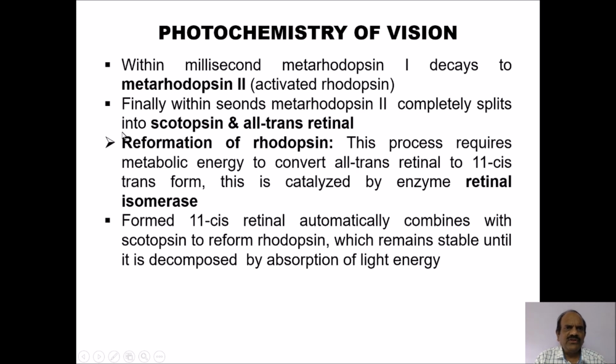Now, how is rhodopsin formed? In what way does the reformation of rhodopsin take place? This process requires metabolic energy to convert all-trans retinal, catalyzed by the enzyme retinal isomerase. Now this formed 11-cis retinol automatically combines with scotopsin to reform rhodopsin, which remains stable until it is decomposed by absorption of light energy. Once again, please remember that this rhodopsin is stored in the outer segment of the rods.